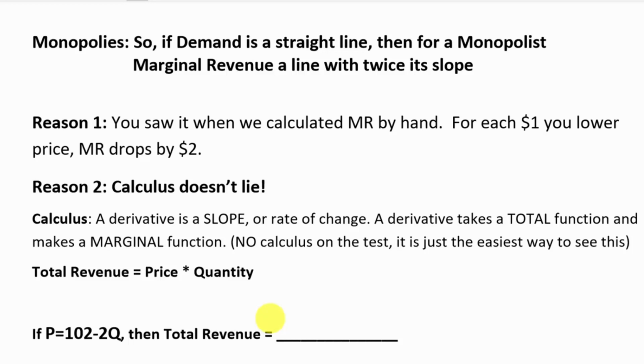So reason one, we saw it. So just believe your own eyes, believe your calculations, and believe me that this is always going to be true if demand is a straight line. Remember, that's the qualification here. So remember when we calculated marginal revenue by hand for that first example and the second example, for every dollar we have to cut the price, marginal revenue is dropping by twice as much, $2 for every dollar we're cutting the price.